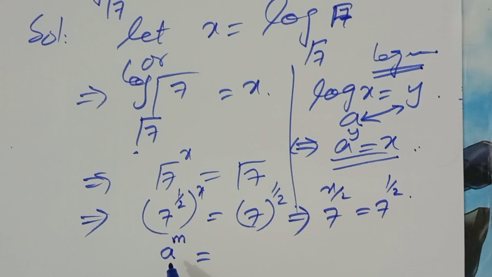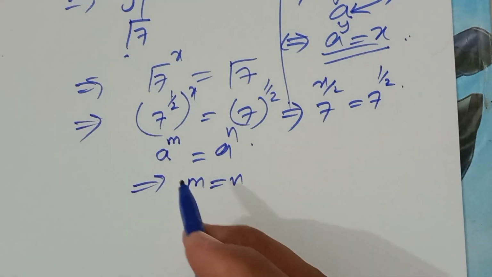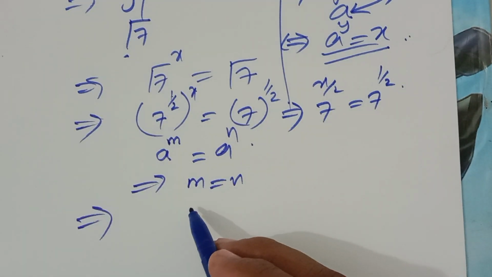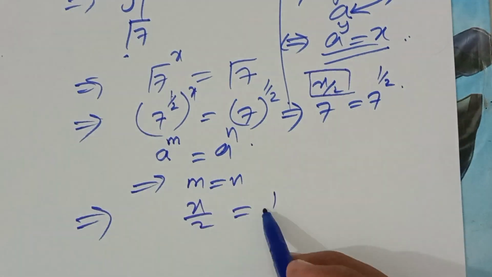We can say that by means of exponential law, if a raised to power m is equal to a raised to power n, so we can compare its powers like m is equal to n. So by this we can compare the power of the above exponents. So x divided by 2 will compare to 1 over 2.